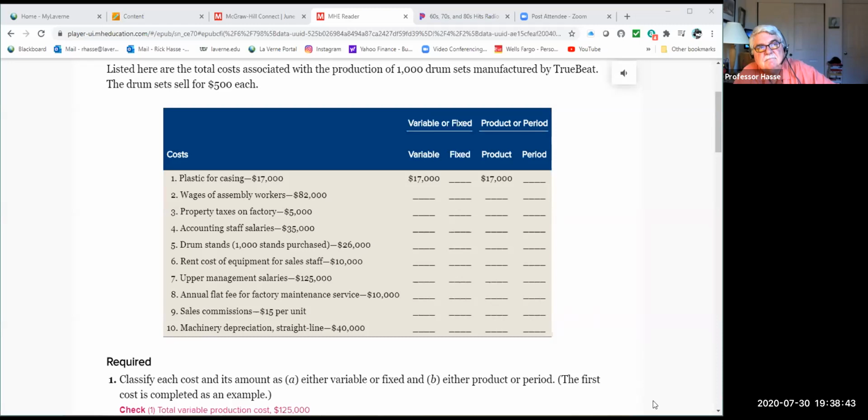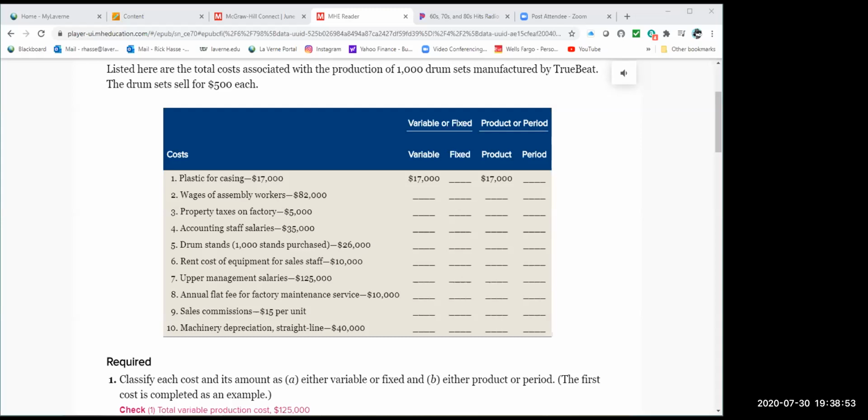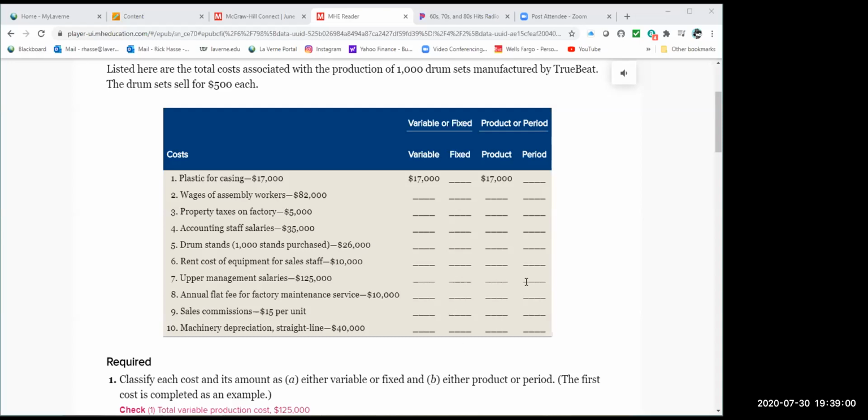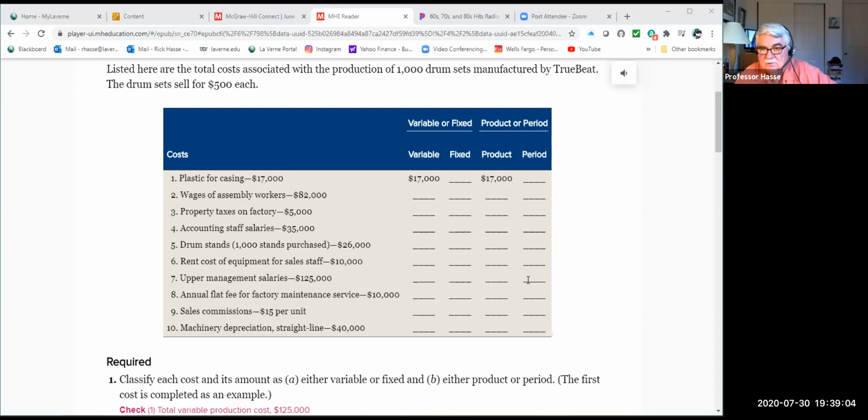Let's see. Variable and period. If I'm paying somebody a salary... Oh, sorry, fixed. There you go. Very good, Cassandra. Upper management salaries are fixed and period. Why? Because they're upper management. You don't see the CEO down there producing the drums. Nope. So it's a period cost. Thank you, Cassandra. Very good.